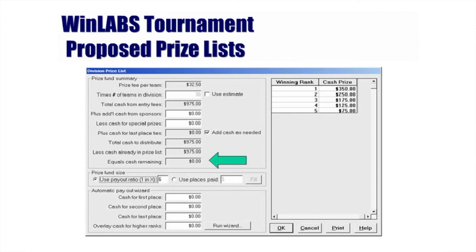Before we leave this screen, there's one more item for tournaments that do not use a payout ratio. If your tournament does not have an absolute ratio, you can use the option called Use Places Paid. Some tournaments like to round upward and pay one more place than WinLABS provides. For example, after clicking on the Use Places Paid option, you can change the number and WinLABS will automatically add a place to the spreadsheet. This concludes the module covering proposed prize lists.